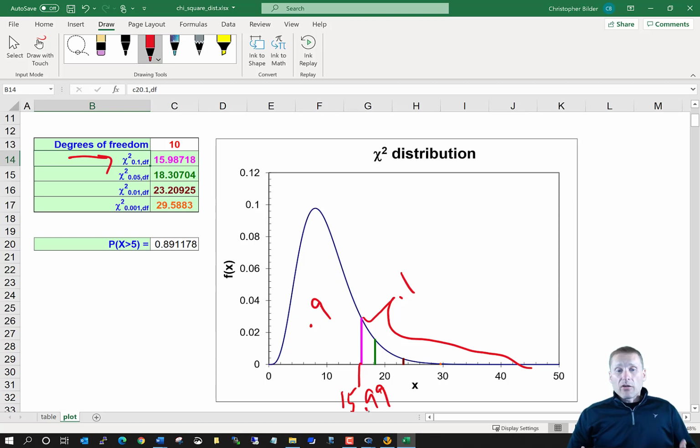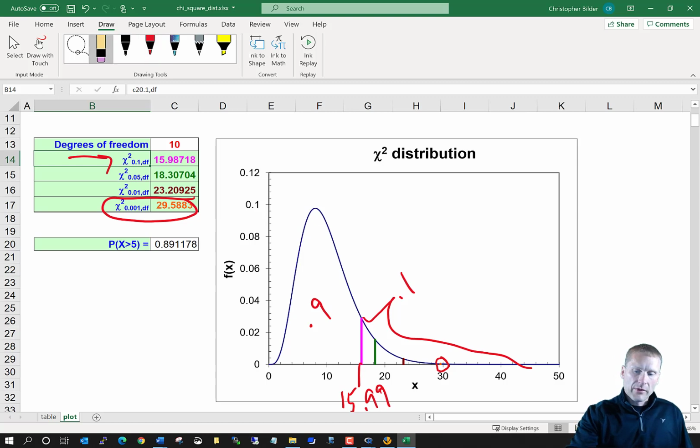We could look at other quantiles as well associated with 10 degrees of freedom. Take a look at, for example, now we're on the far extreme of the distribution. We're right there. The area to the right of it is 0.001. The area to the left of it is 0.999. And that corresponding quantile is 29.58.